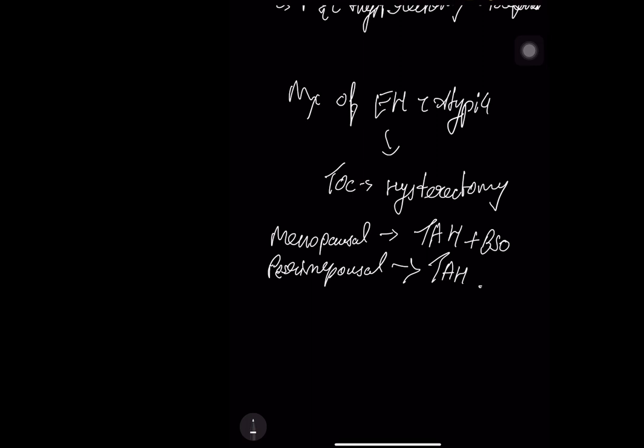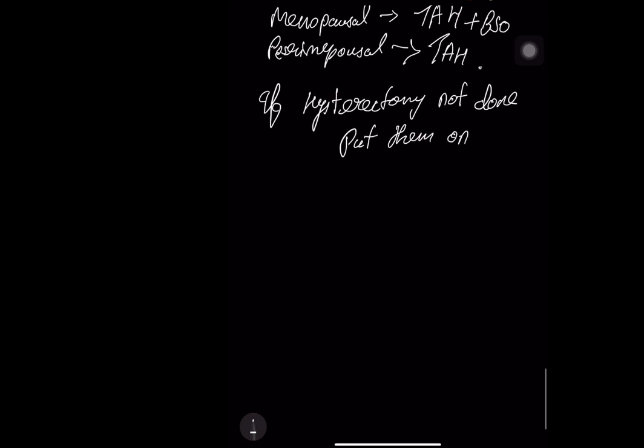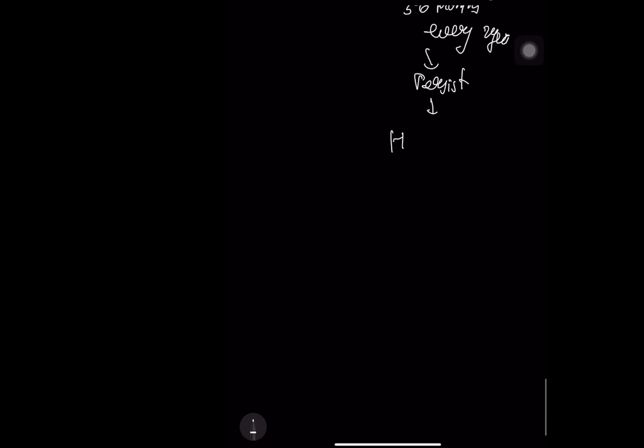And what if the patient refuses hysterectomy? We can put them on Mirena and ask them to follow up every 3 to 6 months for 2 years. And still, if the bleeding persists, then hysterectomy should be done. There's no other option for it.